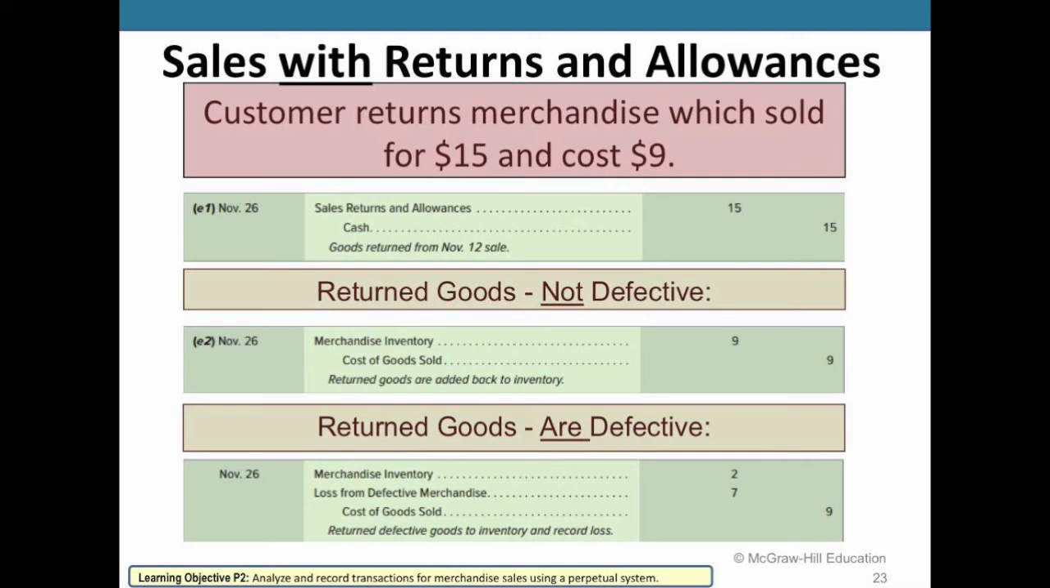With goods that are able to be put back onto the warehouse shelf, we're going to debit that inventory back into our warehouse. So we're going to debit merchandise inventory by $9. However, if, say, $7 of that merchandise was defective and could not be resold, then we're going to take a loss for that. So we'll debit something called loss for defective merchandise as our debit, and then still crediting the cost of goods sold by that amount.